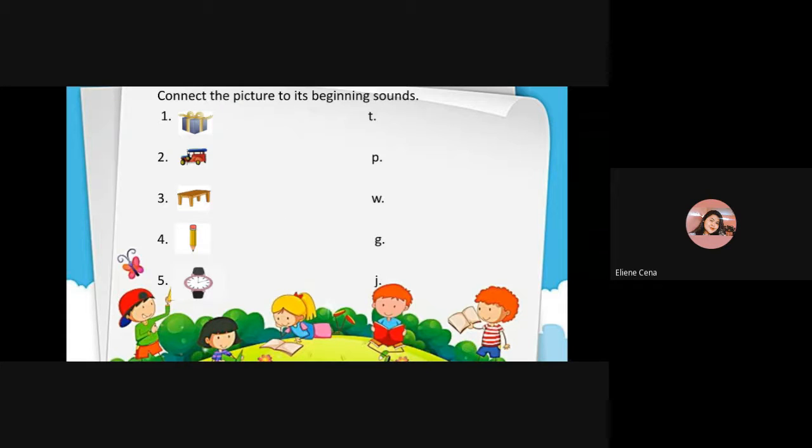Okay, for your evaluation, connect the picture to its beginning sound. I will give you 5 minutes to answer. Okay, class, are you done? Okay, let's check.